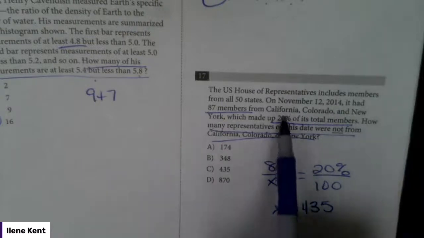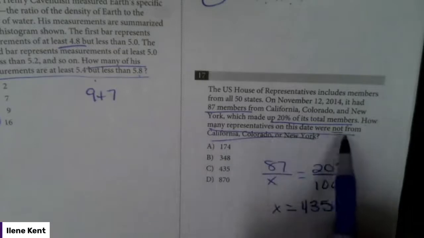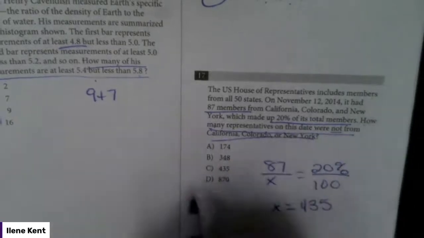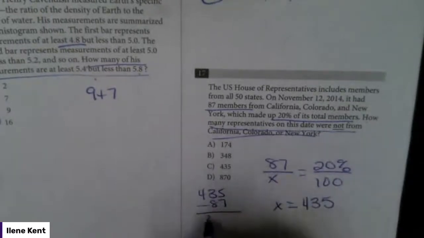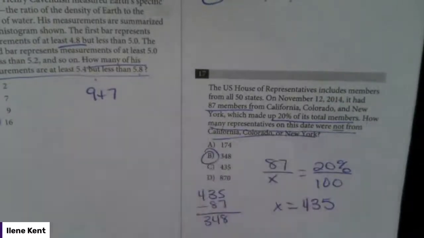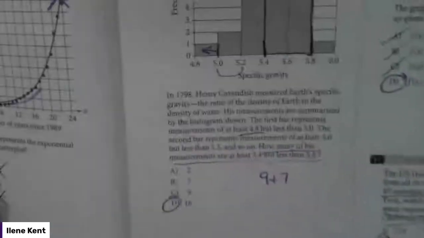87 of them make up California, Colorado, and New York. How many representatives were not from California, Colorado, or New York? So 435 minus 87 gives us 348, option B. That was a little bit of a two-step problem. And as we progress through this test, we will see that more and more. The problems will become more involved, 2, 3, 4 steps.